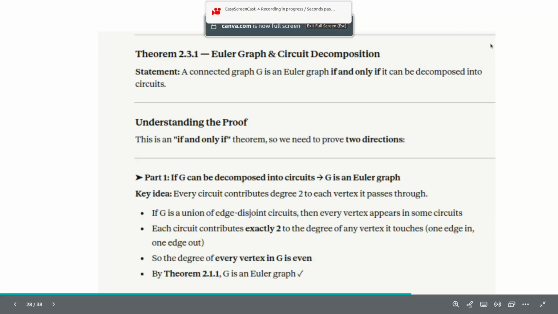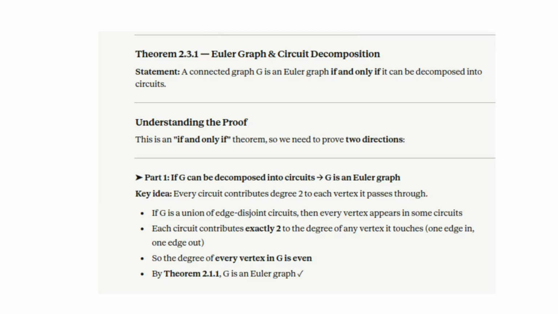Okay, now we are going to prove some important theorems from our module 2 in maths. The first theorem is that a connected graph G is an Euler graph if and only if it can be decomposed into circuits.